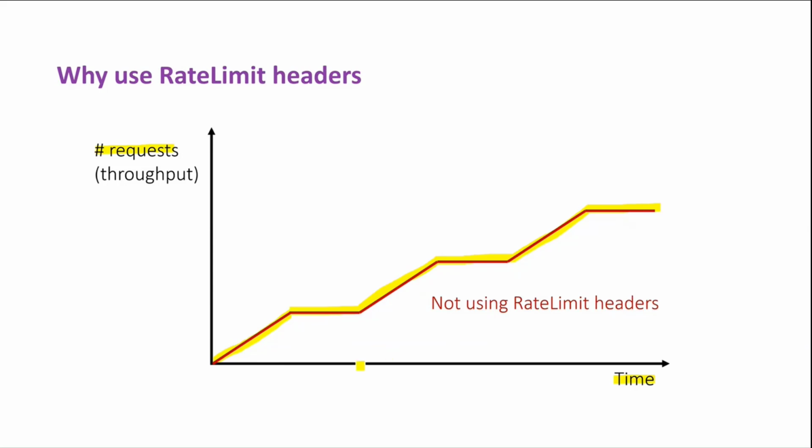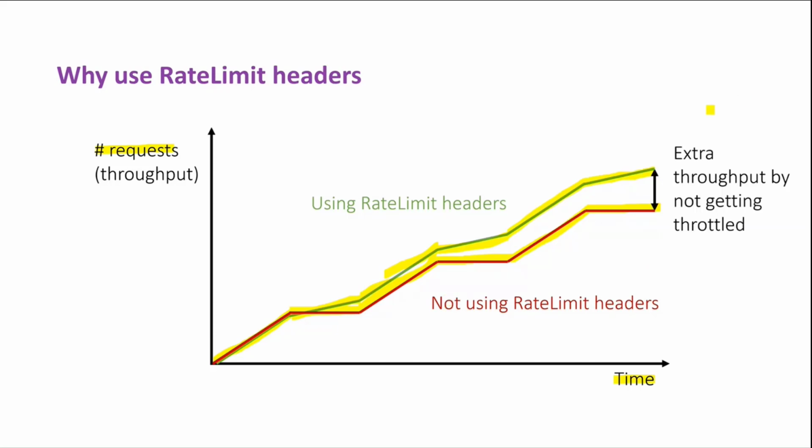If you would use rate limit headers, the green line, you start at the same speed initially, but whereas the throttling would get you a full stop, rate limit headers will slow you down a little bit, but you don't fully stop. Then you pick up again because you're in the next minute. Again, some small delay because you're delaying some of the requests, full speed, delay, and so on. The good thing is that this gives you extra throughput.